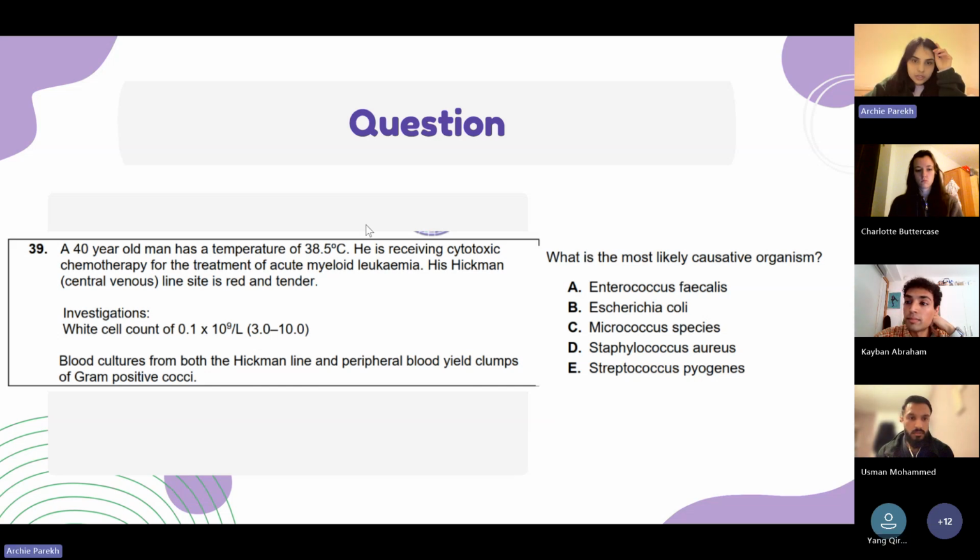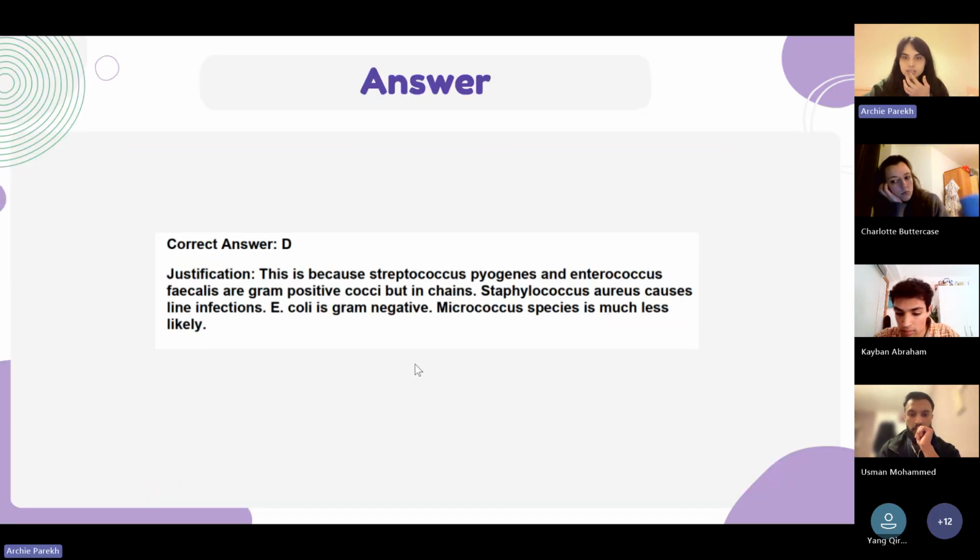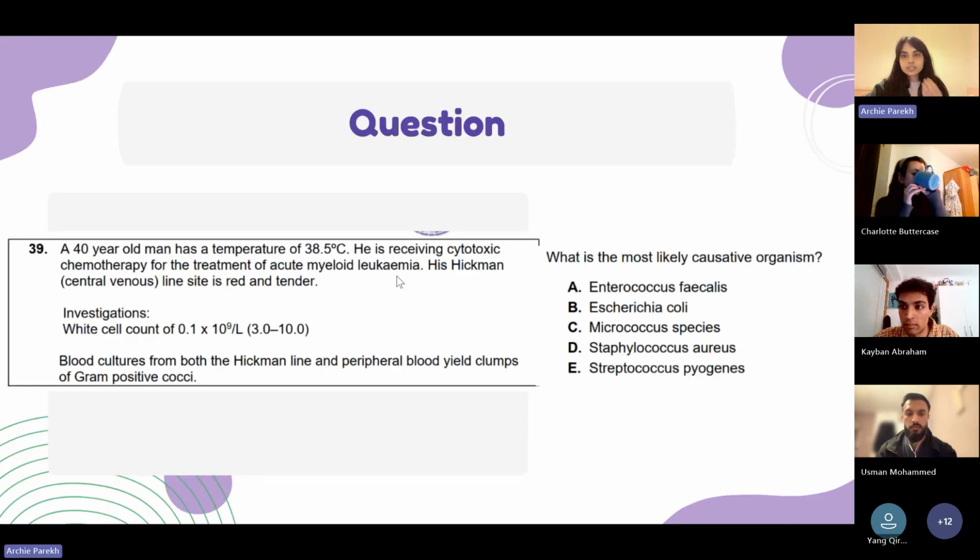So this patient is receiving chemotherapy, so he's already probably immunocompromised and has cancer. And his Hickman line is red and tender, so we're thinking of that as the site of infection. What do you guys think the likely pathogen may be? No takers, that's fine. Yeah, perfect. Staph aureus.